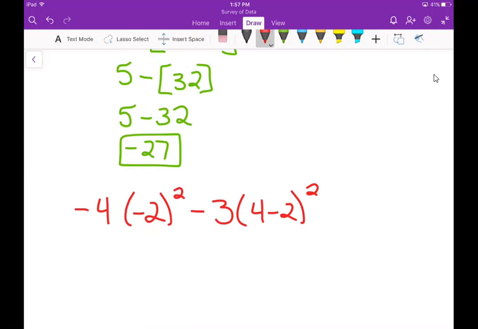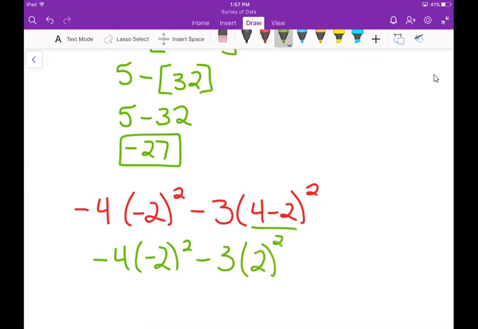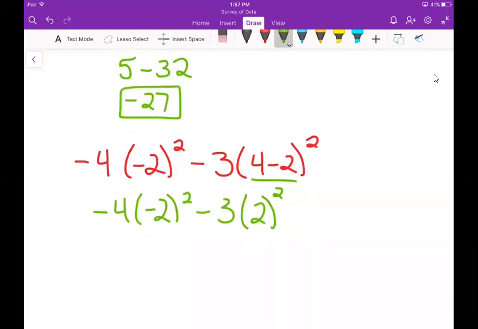So go down your list. Parentheses first. Now I do see parentheses here, but there's no operation inside of those parentheses. So those parentheses are simplified. I need to simplify these parentheses yet though, because there is an operation inside those. So I bring down everything. I take 4 minus 2, which is 2, and that is still squared. So don't lose that exponent. And now there are no operations inside the parentheses.